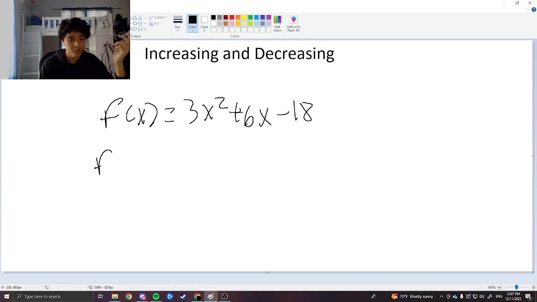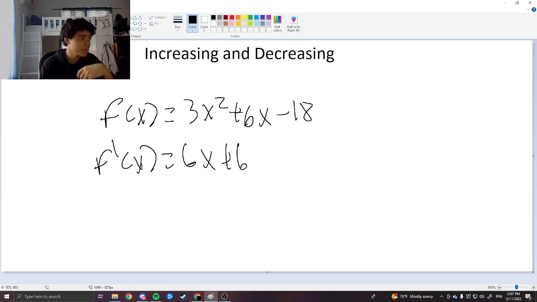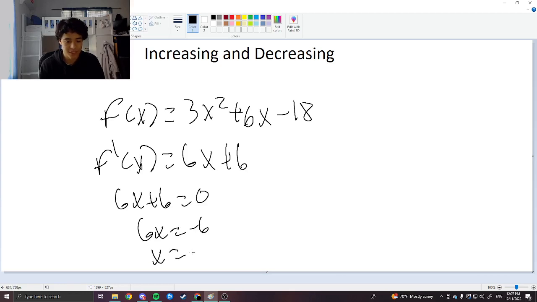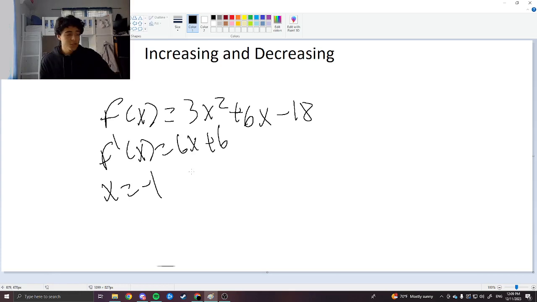So to do that, we derive the function: f prime of x equals 6x plus 6, right? And we set this derivative function equal to 0. So we get 6x plus 6 equals 0, 6x equals negative 6, x equals negative 1. So our only critical point here, since it's not on an interval, is negative 1. So we have our critical point of x equals negative 1. We know that at negative 1, the slope is 0.